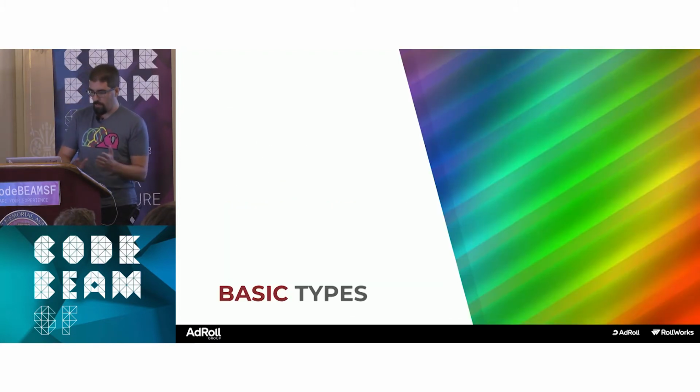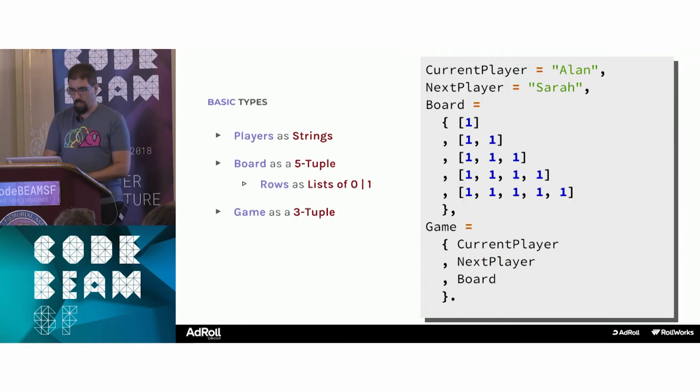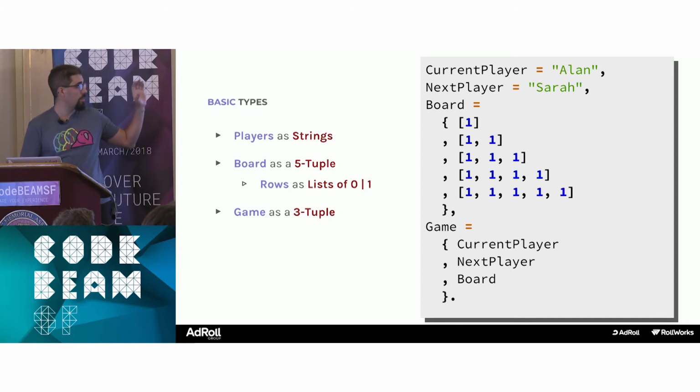OK, let's model this with basic types. As I said, for the players, I only care about the name, so strings. Right? I could use binaries if you want, but it's the same. And for the board, I choose to model a board with 5 rows, which is a tuple. And the rows, I choose to use a list. I could have chosen tuples there. You will see why the list in a second.